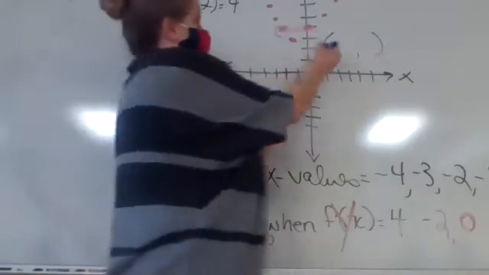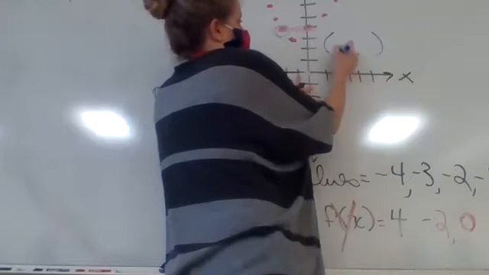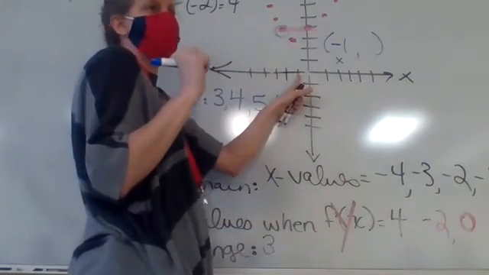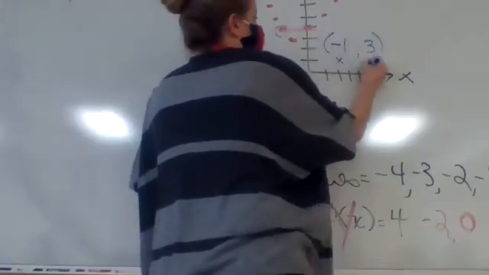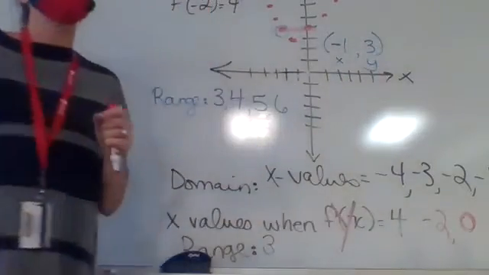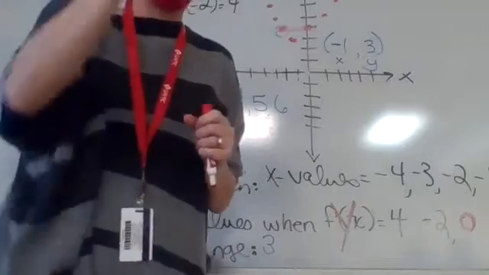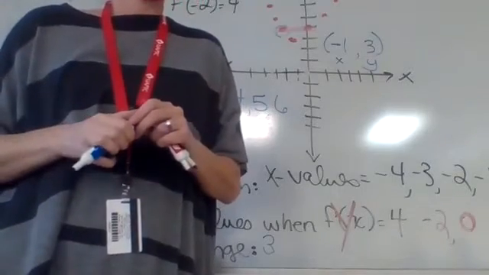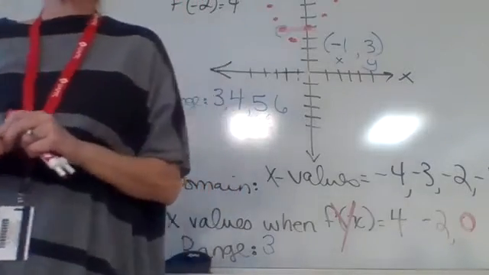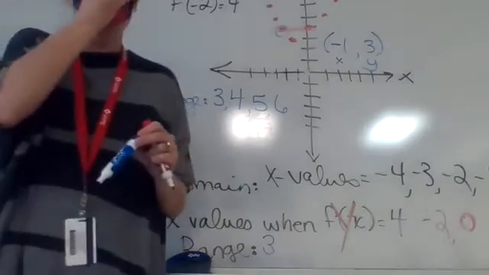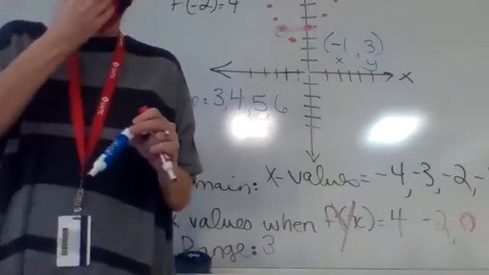Up 3 is how I would get it, which means my x coordinate would be -1. That's what made me go left 1. Up 3, which means my y coordinate is +3. If you are a y coordinate, you are a range. All y coordinates are range numbers. Okay, I got it now. Okay, good.